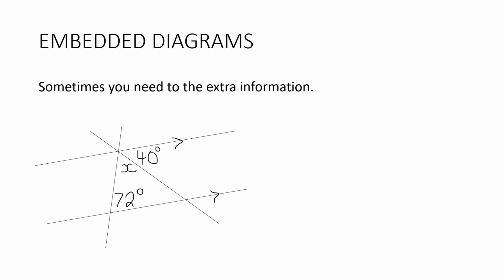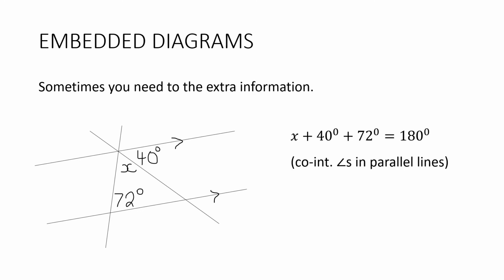Can you see how this question is different? Okay, we do need this line because it separates this x and this 40. So have a look at the parallel lines there. We've got co-interior angles here. So this angle plus this angle equals 180, and that's what we're going to write first. x plus 40 plus 72 is equal to 180, and our reason is co-interior angles in parallel lines.